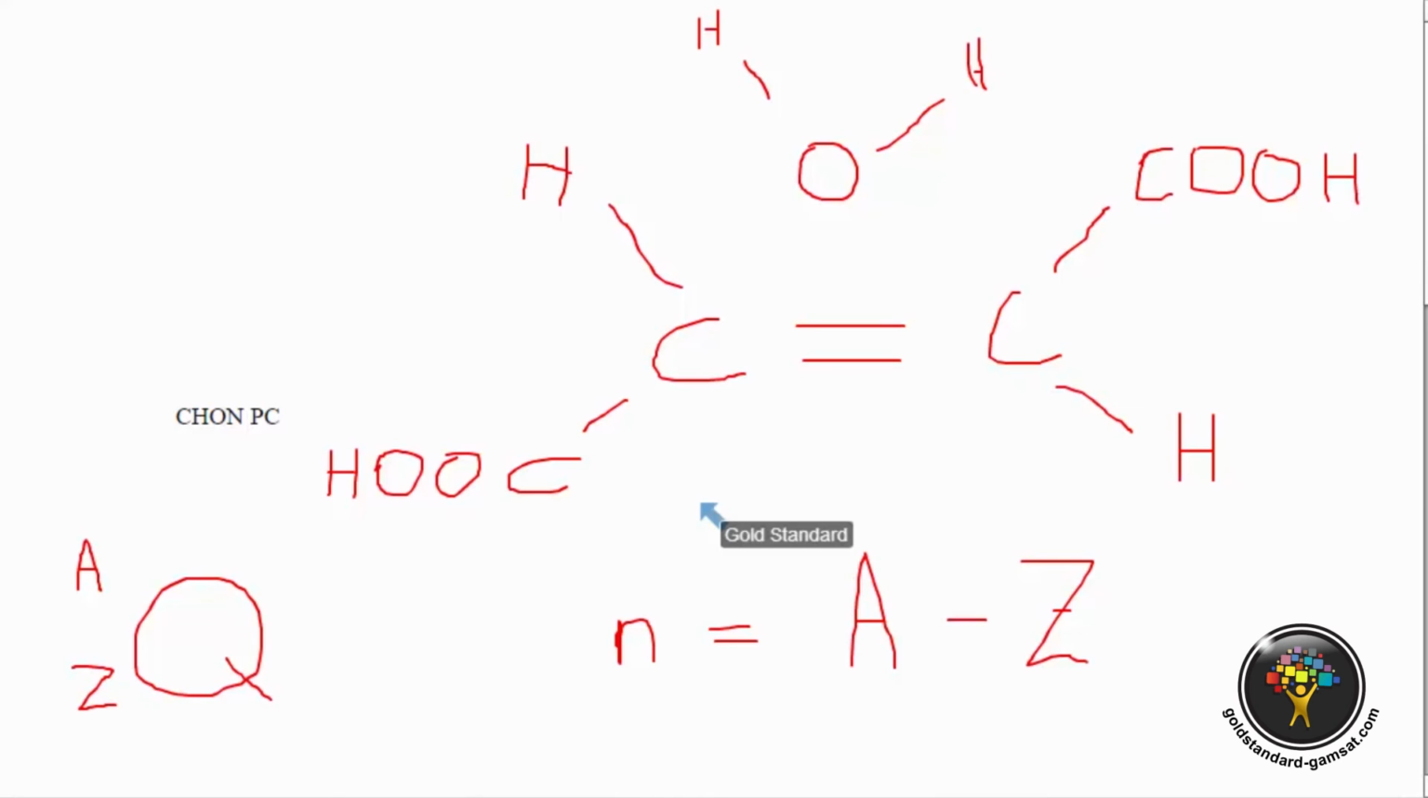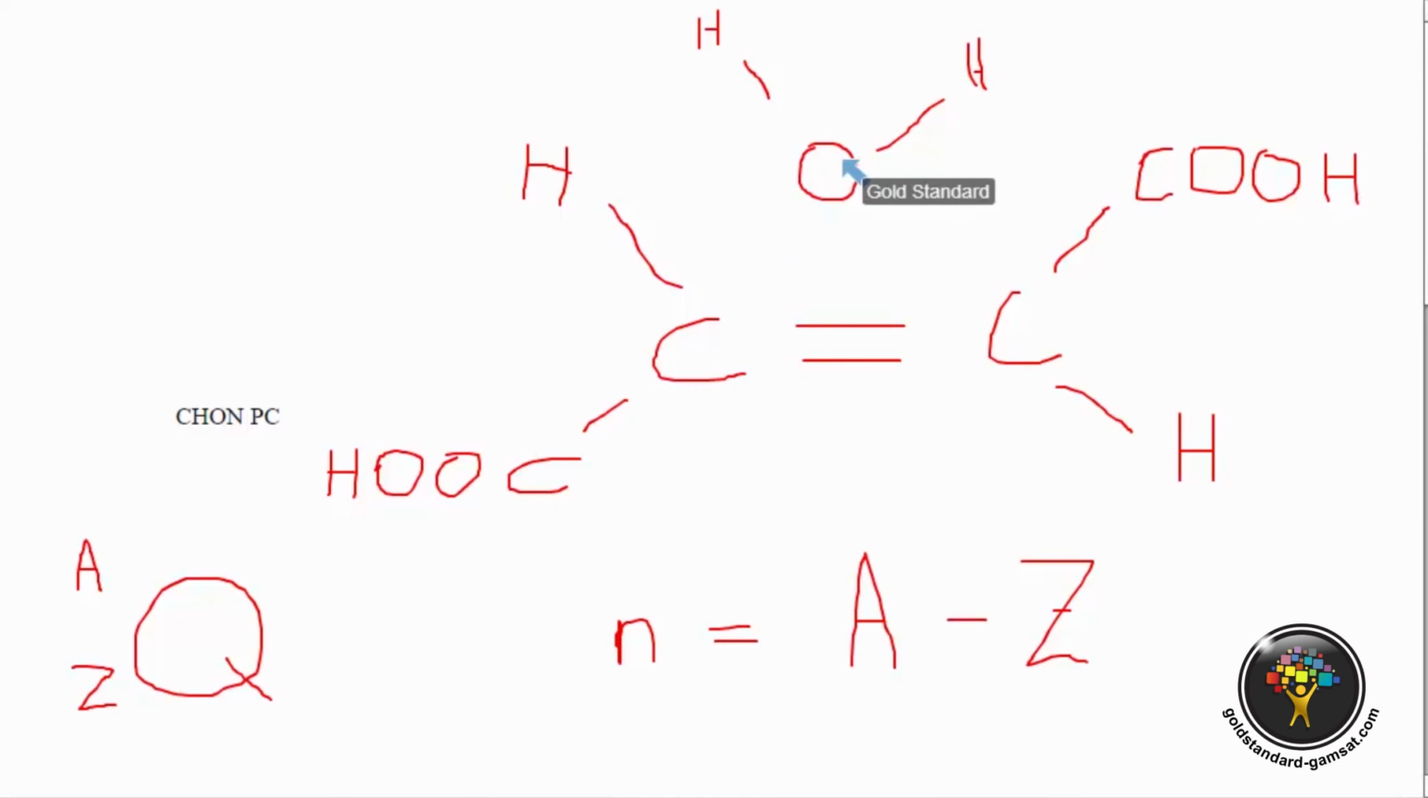And if you want to be really fancy, you'd say this is trans, right? Because they're on opposite sides of the double bond. If you wanted to be even better, you'd say it's E, because they're on opposite sides of the double bond. So it would be an E for trans, 2-butene dioic acid. And it's obviously an unsaturated acid because carbon is not bonded to the maximum number it could be bonded to.